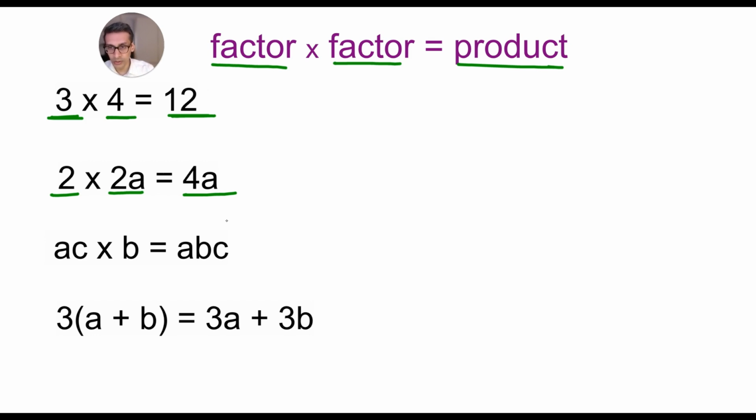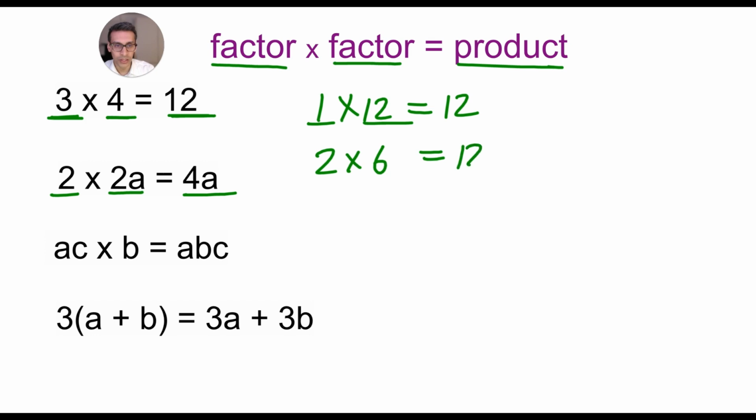Now we could show the first 2 of these questions in another way. We can say 1 times 12 equals 12, so 1 and 12 are factors. We could also say 2 times 6 equals 12, so 2 and 6 are factors. In all of these cases, the product is 12 and the factors can change.